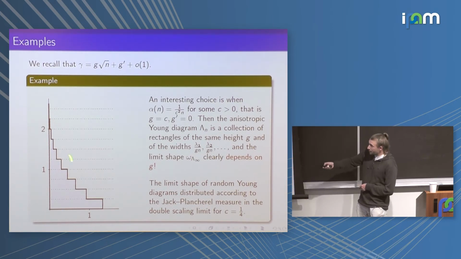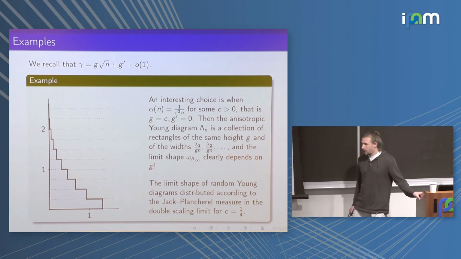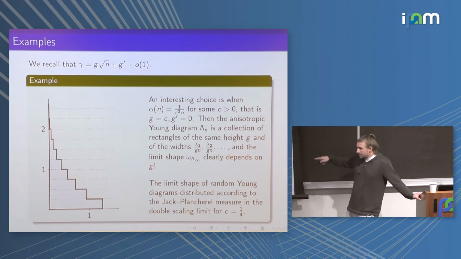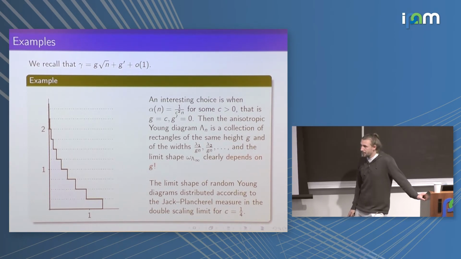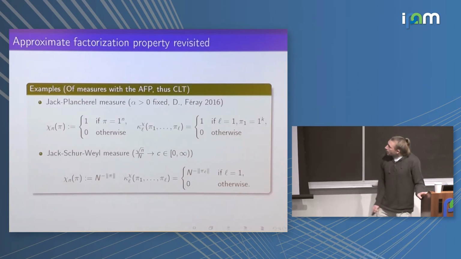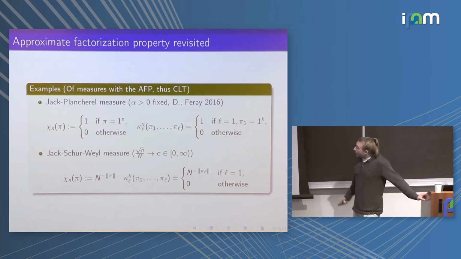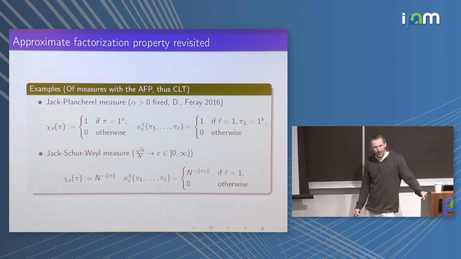But this is an example of the limit shape for c equal to 1 divided by 4. So for instance, you can see that it doesn't look like a smooth curve anymore. It necessarily has to have this staircase shape. Okay? And of course, it's easy to check, as before, that these two characters have the approximate factorization property, so we also have the central limit theorem.